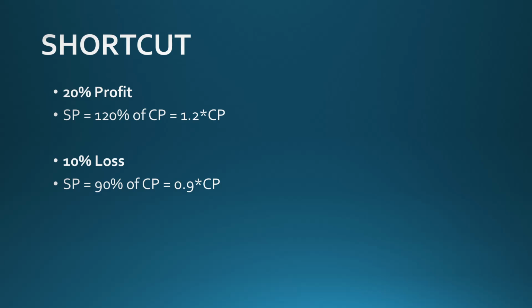Now let's look at the shortcut trick. This shortcut is very important. If profit is 20%, selling price becomes 120% of cost price, which in other words is 1.2 multiplied by cost price. Similarly, if we have a loss of 10%, selling price becomes 90% of cost price, which in turn is equal to 0.9 into cost price. This shortcut saves huge time in exams.